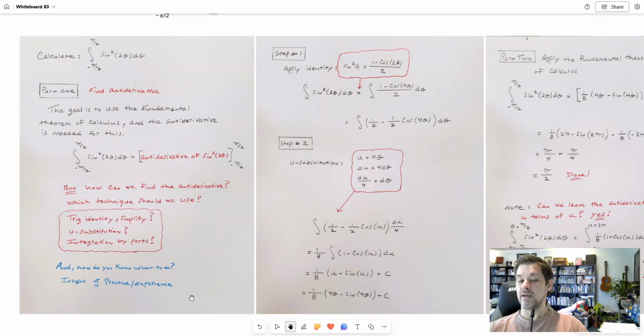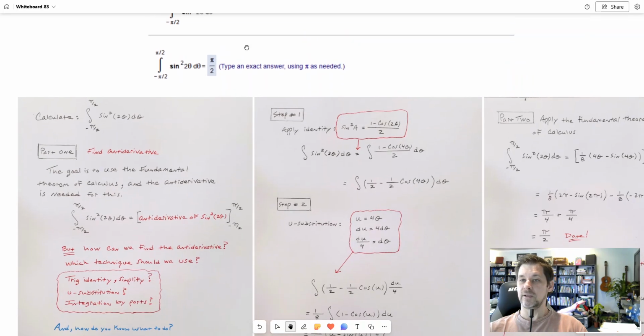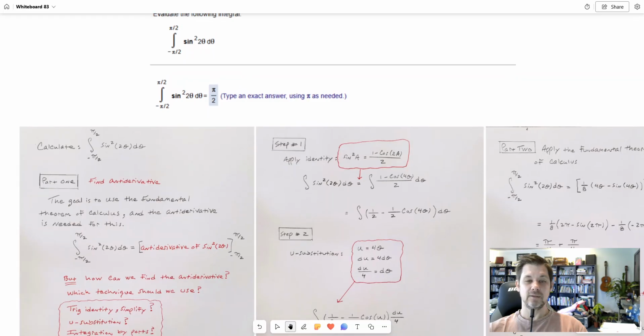Other than that, decide if you fall in the insight or practice and experience group. And from there, you might decide that you have to put in quite a bit of practice. When you work the assignment on My Math Lab, you can solve the problems, you can regenerate them. If you miss them, you can try them again. It will give you slightly different numbers. And I think that itself is a good way to just get a lot of practice in.